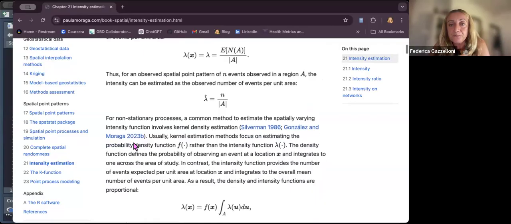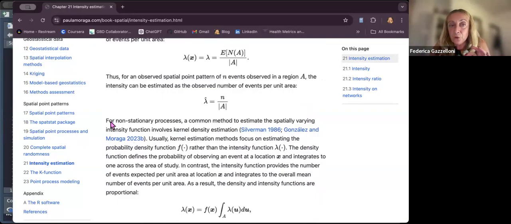Okay, so we are looking at this for non-stationary processes. We had a look at what stationary processes are. The non-stationary processes are those that are random processes. For random processes, we don't know where the next points would be, because they are entirely random. So what we do is an estimation of the kernel, a kernel density estimation.